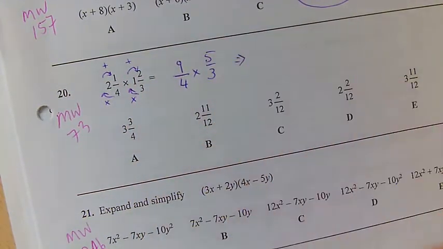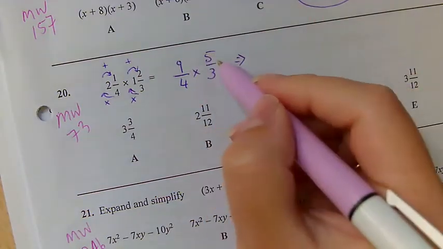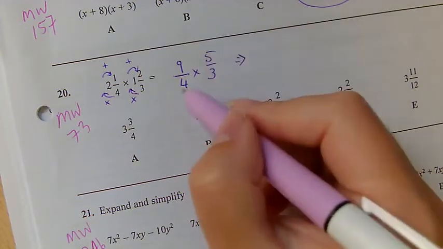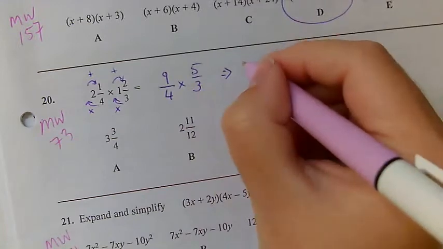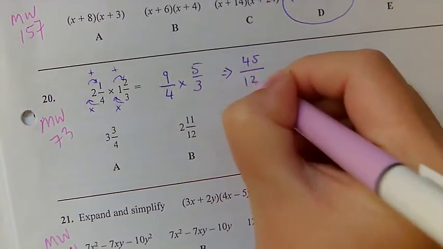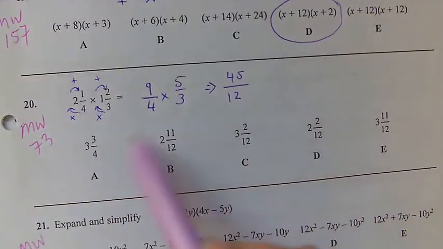Now, how do you multiply fractions? Excuse me. How do you multiply fractions? You times the numerators together, you multiply the denominators together, okay? Times across the tops, times across the bottom. 9 times 5 is 45. 4 times 3 is 12. Now, this doesn't look like any of those. Fine, let's make it top heavy.